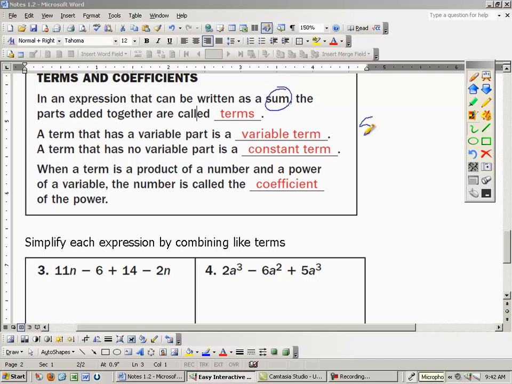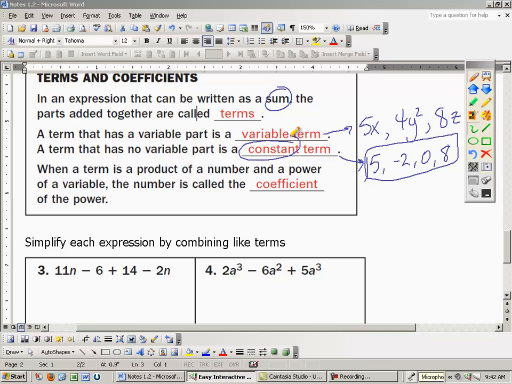So things like 5x, 4y squared, 8z, those are all considered variable terms. And constant terms are things that don't have x's with them, like 5, negative 2, 0, 8. Those are constants because, again, the word constant means it doesn't change. Well, these numbers don't change, they're constants. They're not based on some value of x. Whereas 5x, 4y squared, and 8z, those will depend on the values of x, y, and z. So those are variables because they depend on those variables. Again, constant terms don't change.